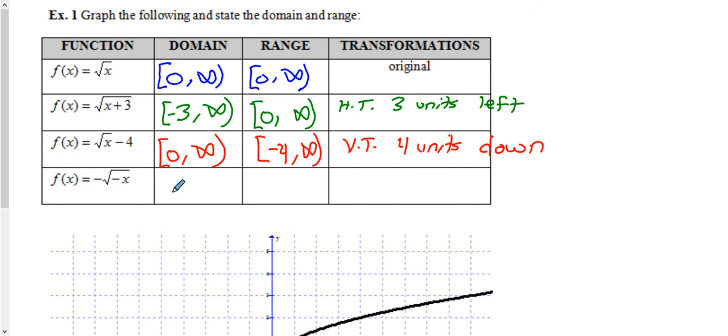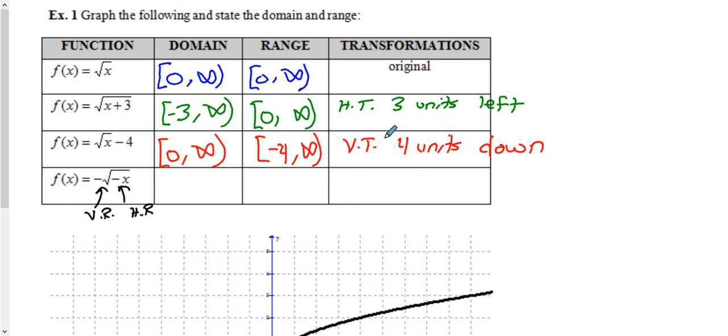Last but not least, we have a negative in front of the function and a negative within the function. So that means we have a reflection and another reflection. So this first one here is a vertical reflection, and this one here is a horizontal reflection.